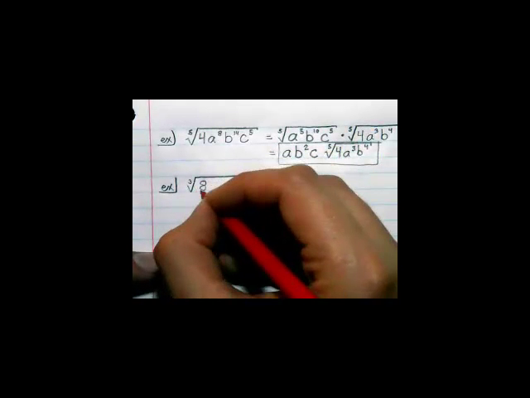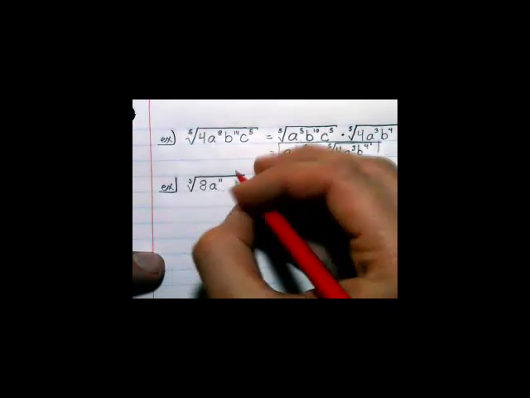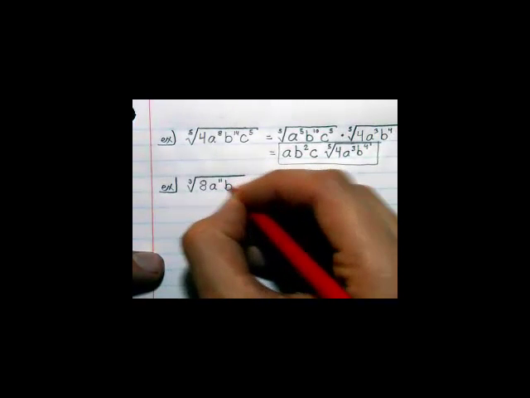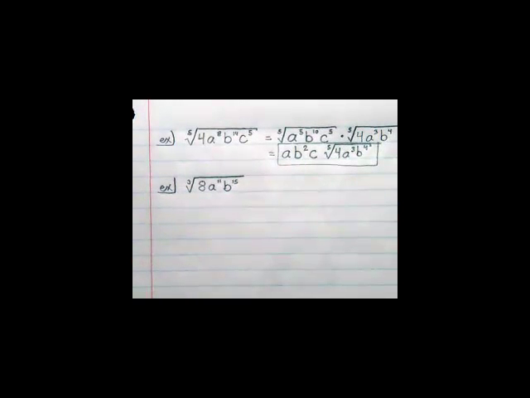That's a cube root of 8, A to the 11th, B to the 15th. All right, so let's try that, okay? I'll freeze it, see if you can do this one on your own. Cube root of 8, A to the 11th, B to the 15th.